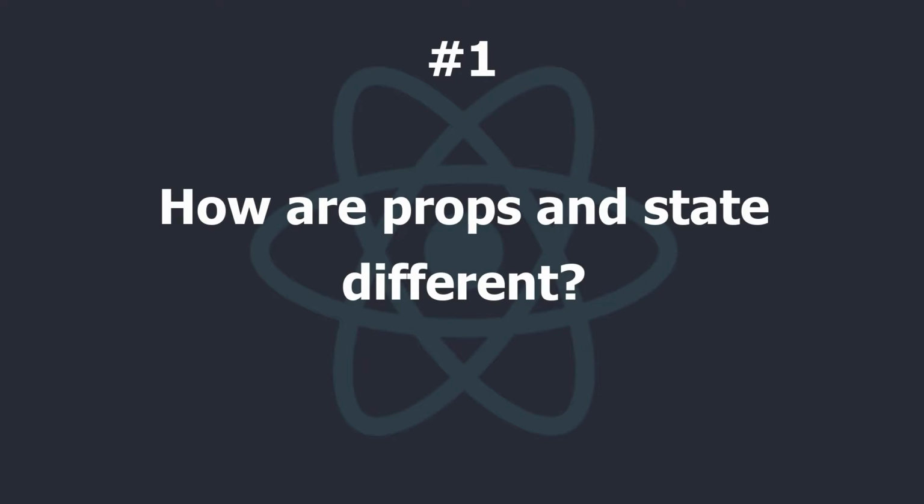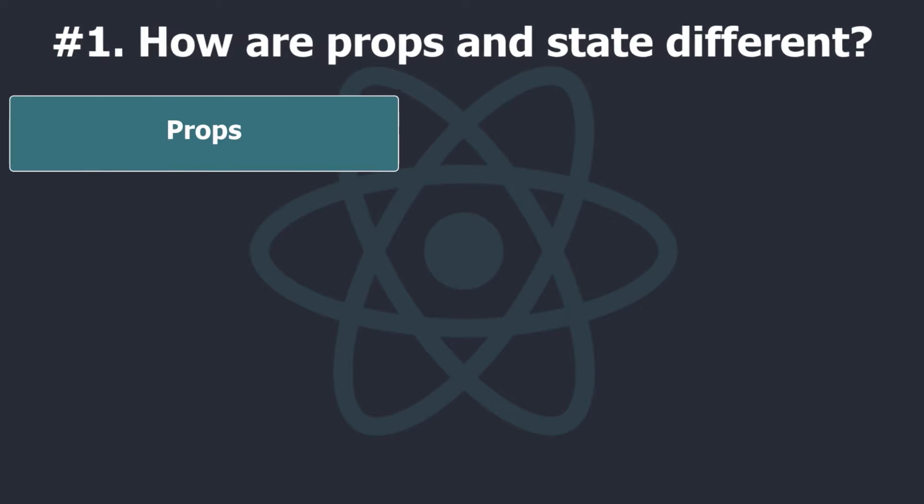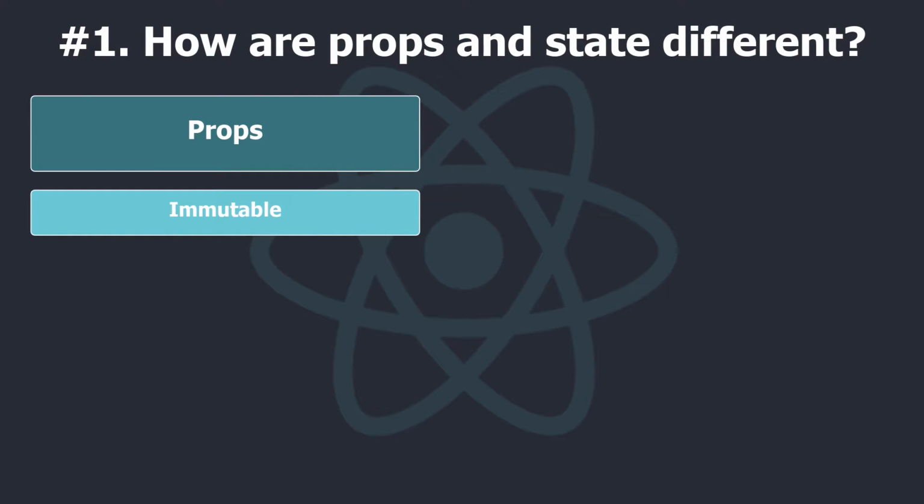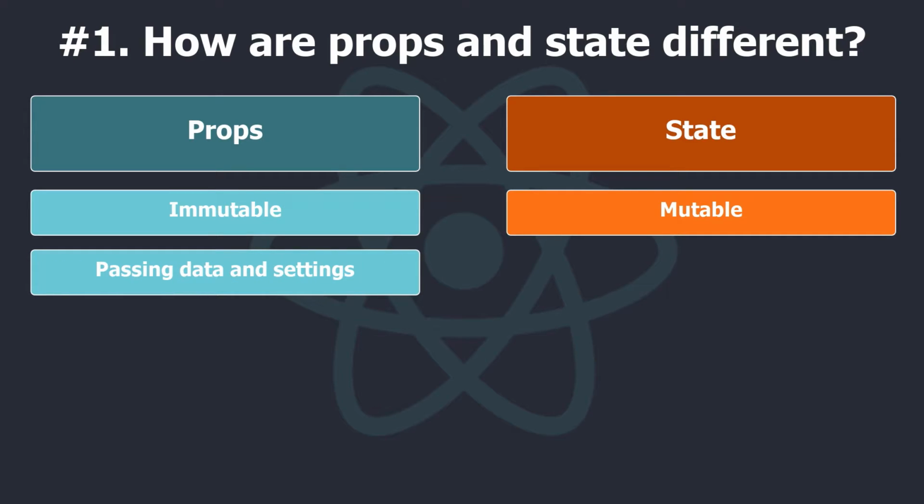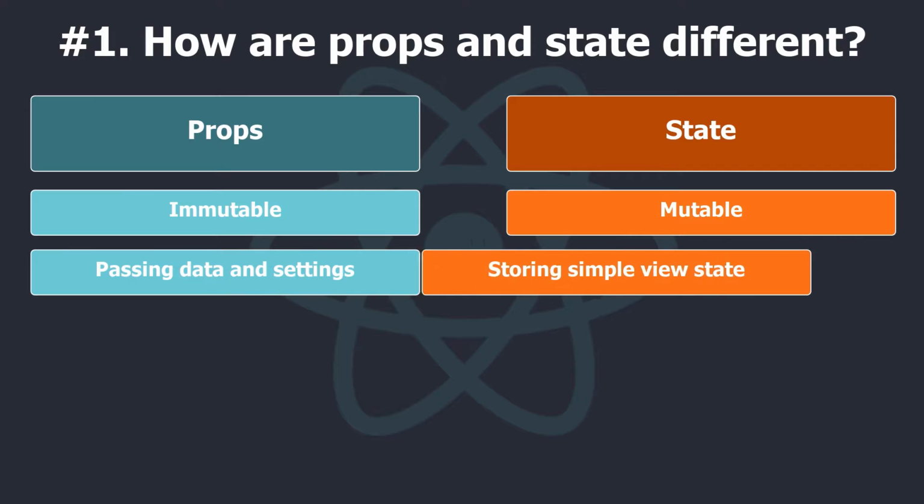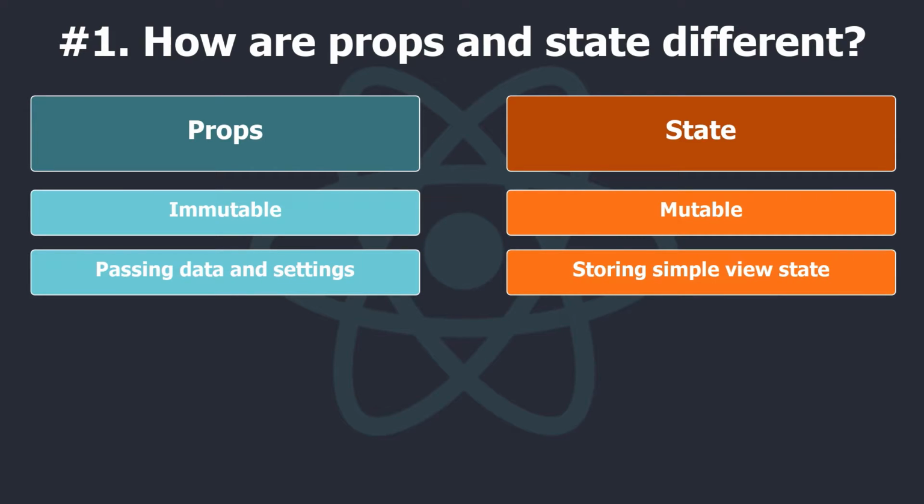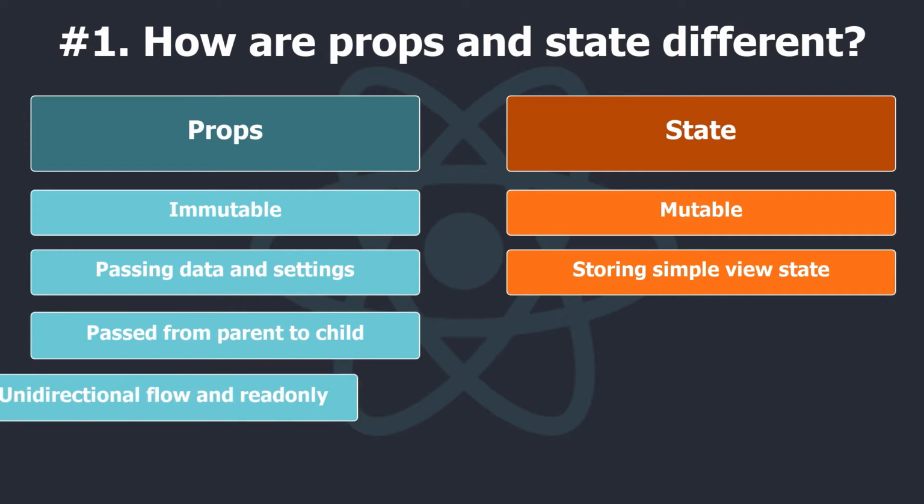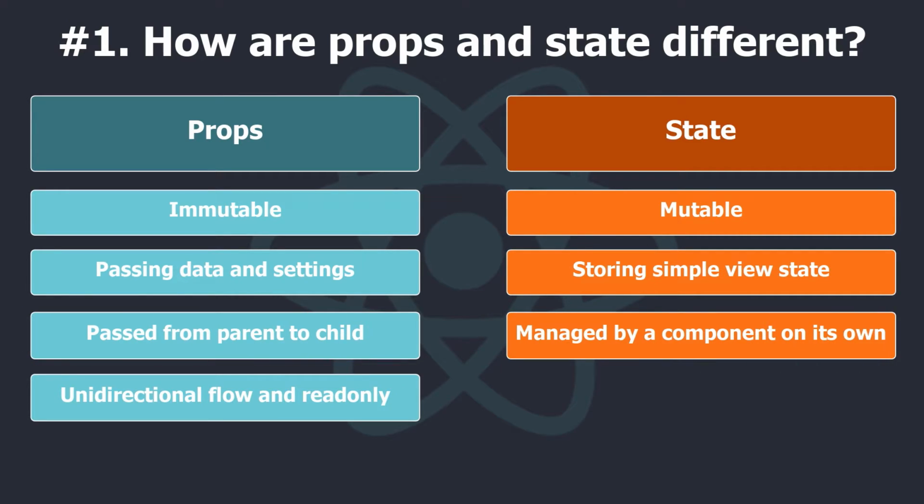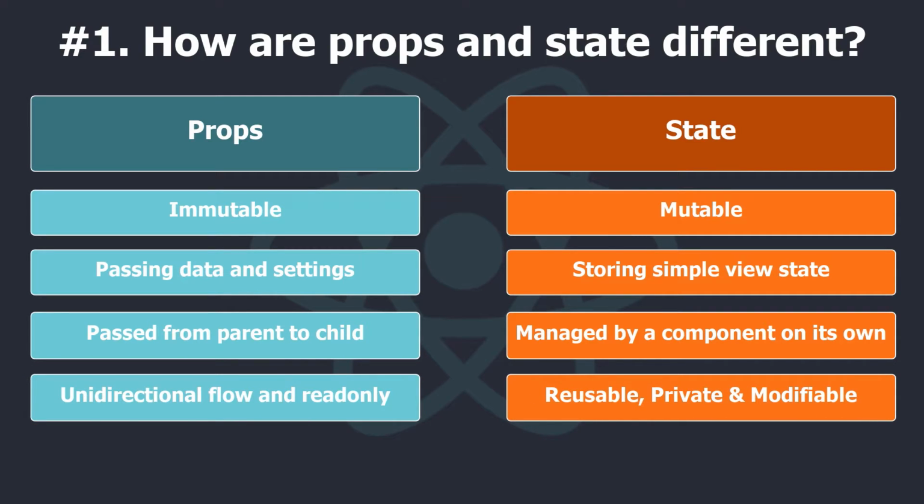How are props and state different? Props are immutable and are set by the parent, and they are fixed throughout the lifetime of a component. State is mutable. This means that a state can be updated in the future while props can't. Props are used for passing data and settings through the component tree. State is used for storing simple view state like whether or not drop-down options are visible. Props are passed from parent to child. It's a unidirectional flow and read-only for the child component. State is managed by a component on its own. It's private to the component and modifiable.